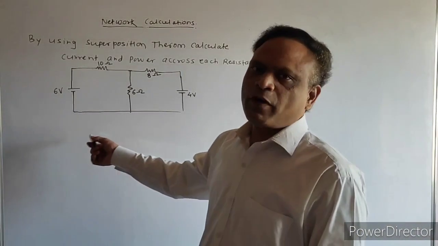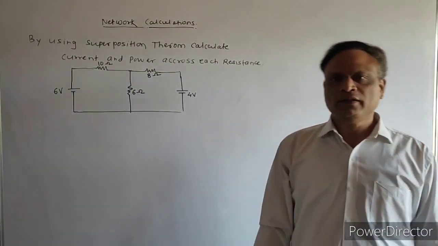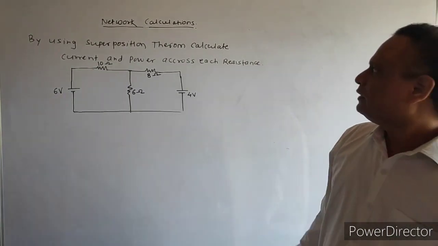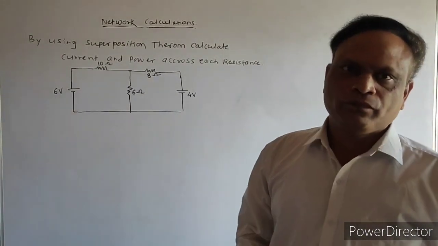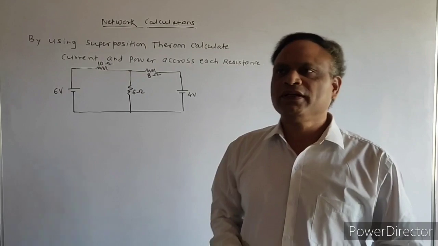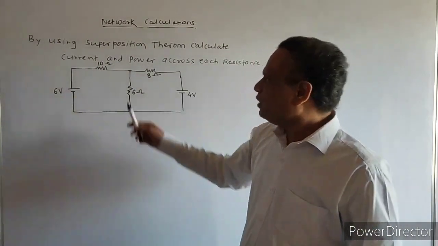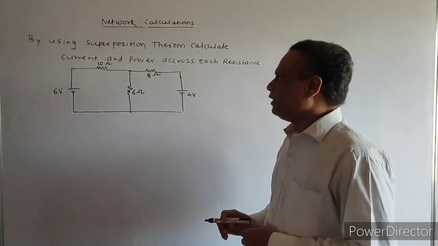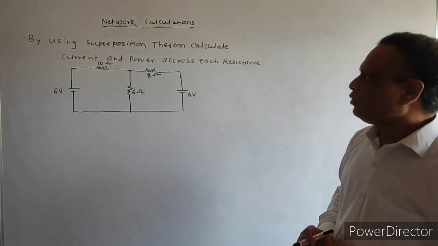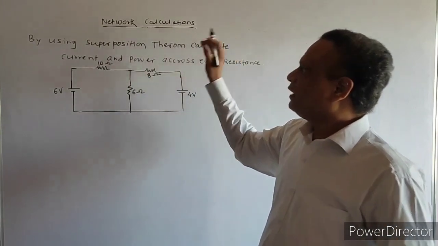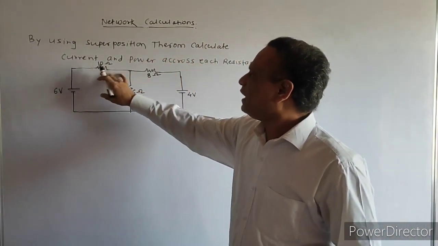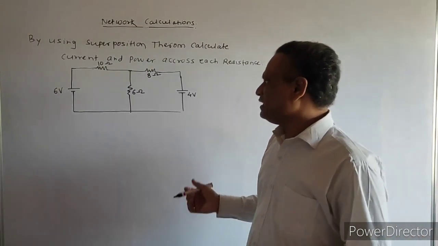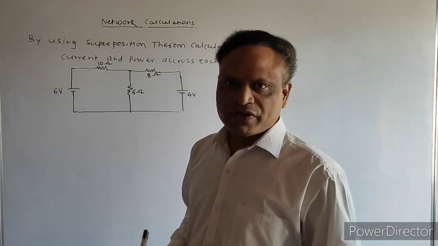So this is the problem which we have taken in the session where we solved the problem by using Kirchhoff's current law and Kirchhoff's voltage law. Now we'll use here the superposition theorem. For the superposition theorem, we have taken the question in a broad sense, that we have said calculate the current through each resistor and power across each resistor. So this is our question.